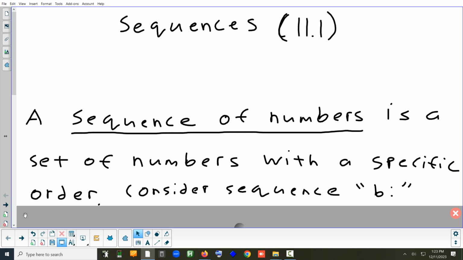Okay, so a sequence of numbers is a set of numbers that has a specific order to them. In other words, there has to be a pattern. If you can't find a pattern, you can't find a formula, we're not going to be able to work with the sequence. Some patterns are very complicated, and we're not going to get into any that are that complicated. A couple basic patterns we look at are adding the same number over and over to get from one term to the next, or multiplying by the same number to get from one term to the next.